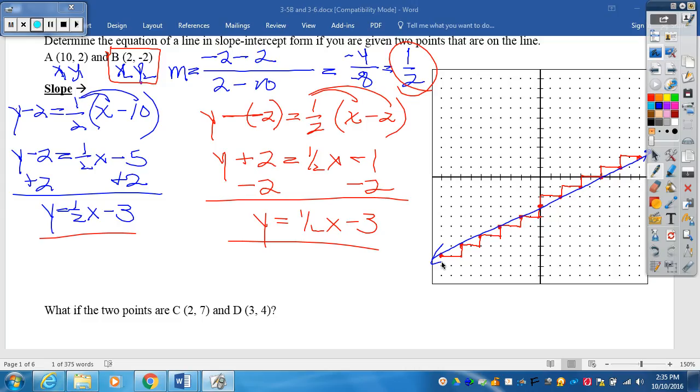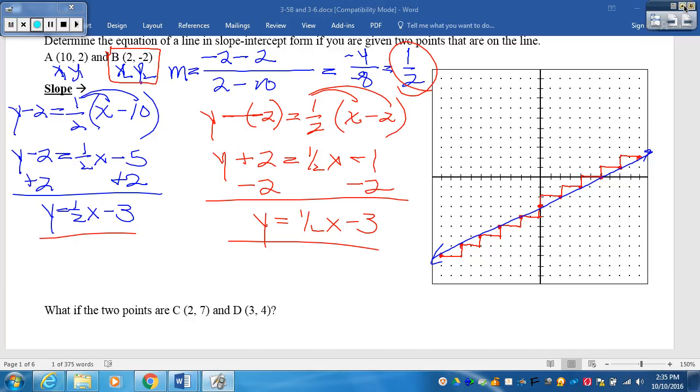The question I would then ask is, are these points on this line? So if we go out here, can I get that to minimize? There we go. Okay. 10, +2, right there. That's good. Okay. If I go to 2, -2, I'm good right there. Okay. So again, that's how you would do those.